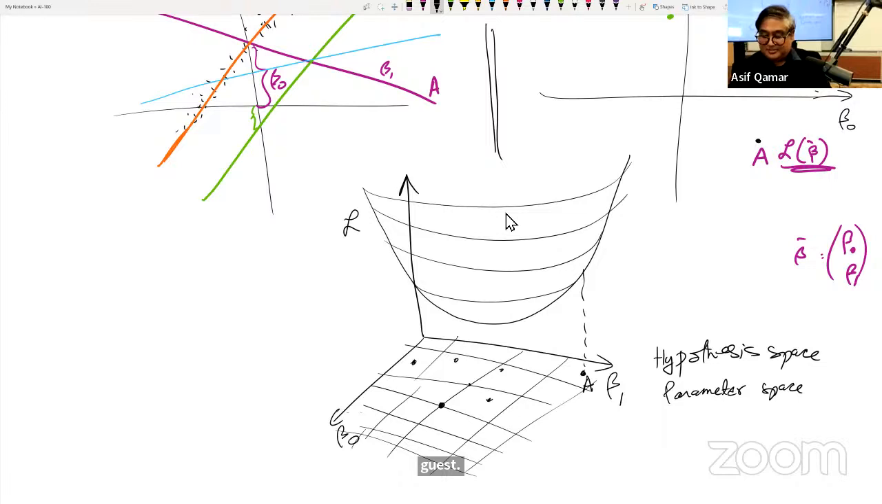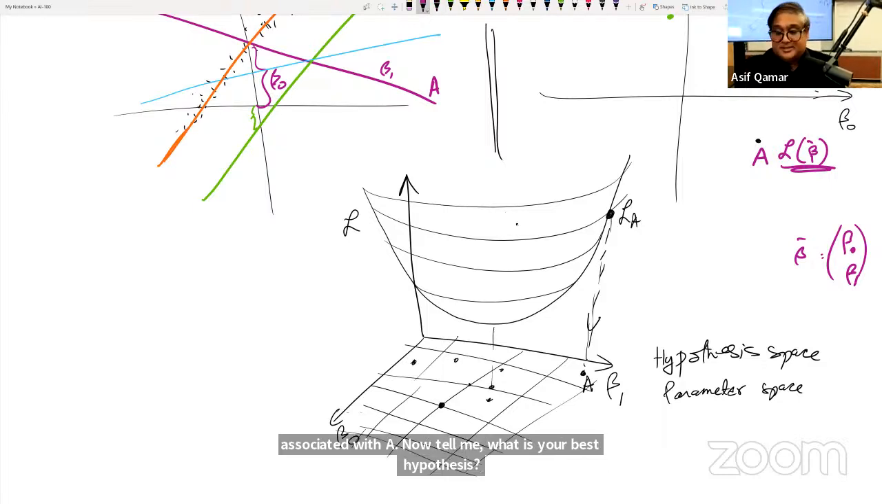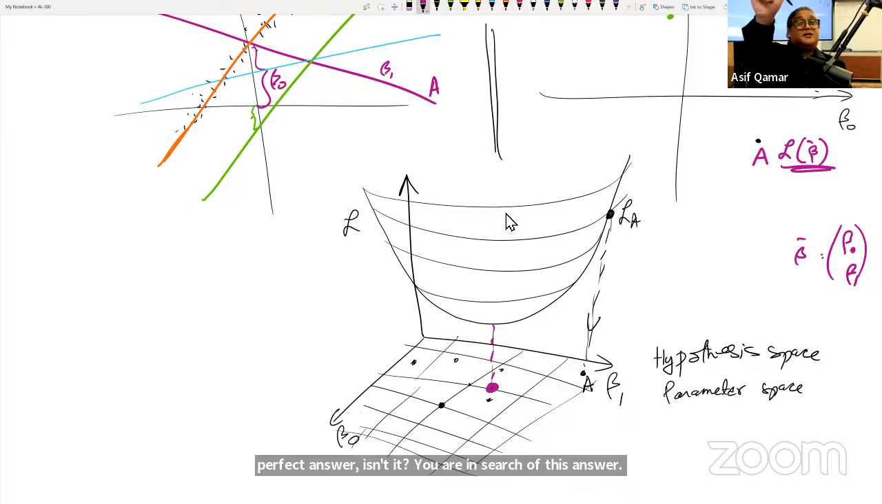And you end up, let's say that A takes you all the way up here. This is the projection. Up here, this is the loss associated with A. Now tell me, what is your best hypothesis? It is that choice. This is the perfect answer, isn't it? You're in search of this answer, because at this point, the loss is lowest.